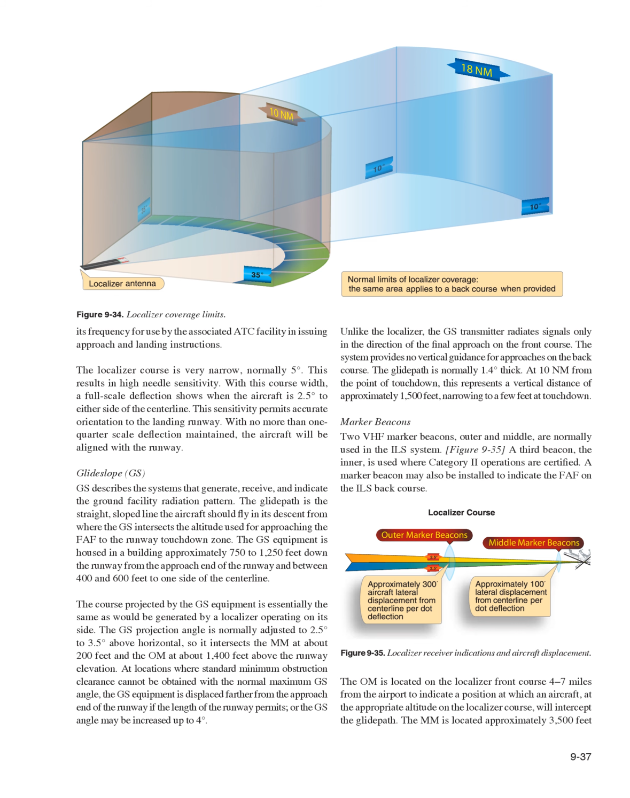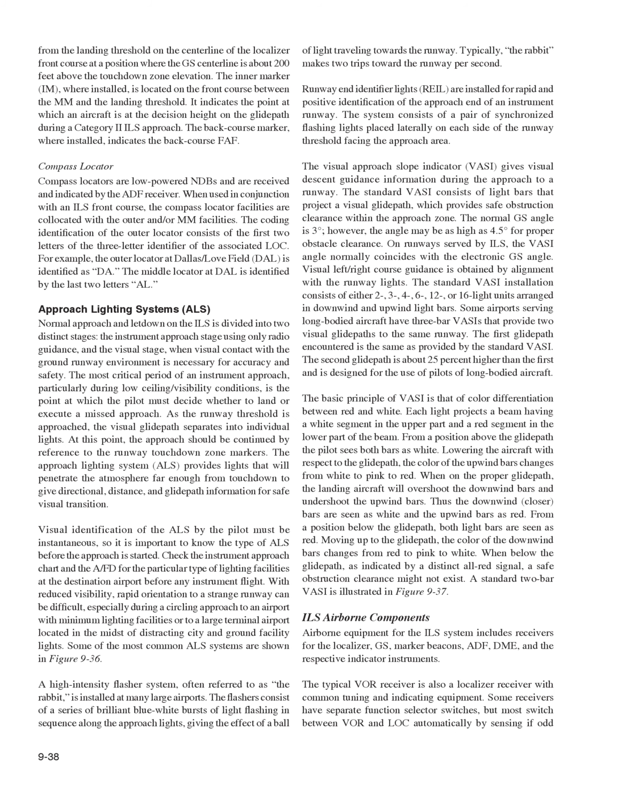The OM is located on the localizer front course 4 to 7 miles from the airport to indicate a position at which an aircraft, at the appropriate altitude on the localizer course, will intercept the glide path. The MM is located approximately 3,500 feet from the landing threshold on the centerline of the localizer front course at a position where the glide slope centerline is about 200 feet above the touchdown zone elevation.